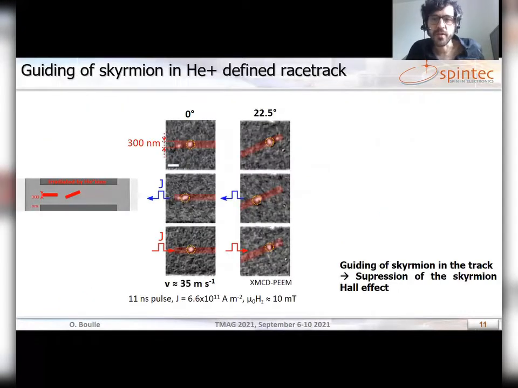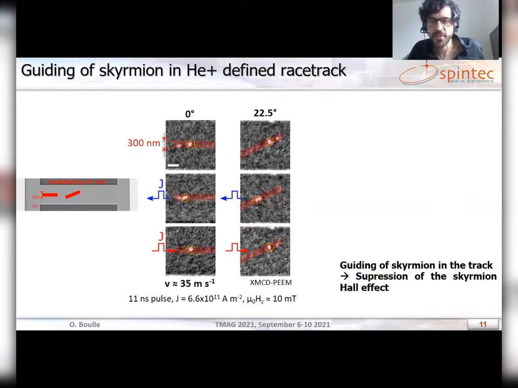We have also studied the current-induced dynamics of these skyrmions. The images show the current-driven motion of a few skyrmions in irradiated tracks, in red here, at two different angles with respect to the current direction, 0 degrees and 22.5 degrees. For each sequence of images, an 11 nanosecond current pulse is injected in the direction indicated by the arrow. And remarkably, upon changing the current direction, the skyrmions move back and forth within the irradiated track.